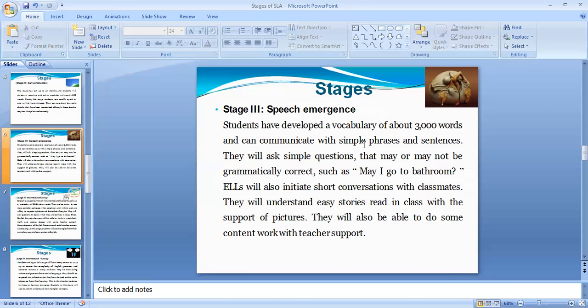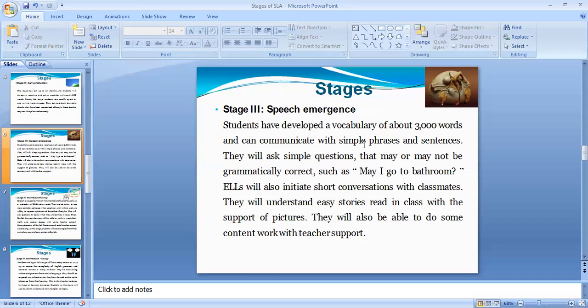In these stages, the students can communicate with simple phrases and simple sentences. And of course, in this stage, the students can ask simple questions, though here they are making some mistakes.